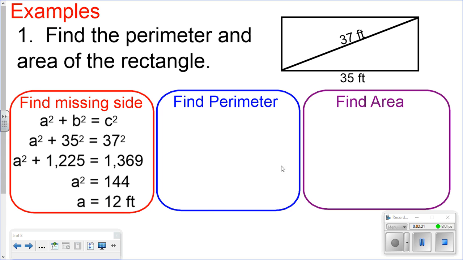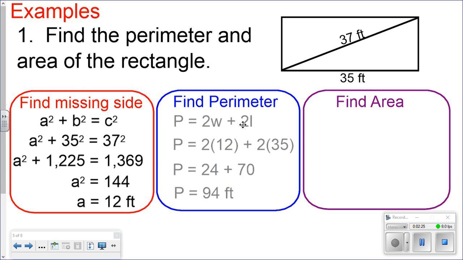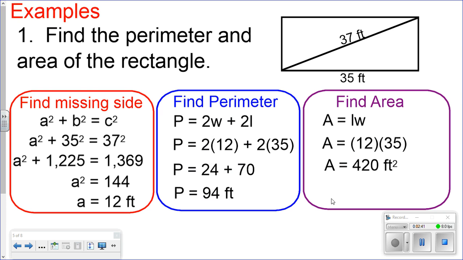So now that we have a is 12, we can find the perimeter. For the perimeter, we just add up the sides, 2 lengths, 2 widths. So 2 of the side 12 and 2 of the 35, so that's 24 plus 70, which is 94 feet. To find the area, that's just length times width. So 12 times 35 is 420 feet squared.